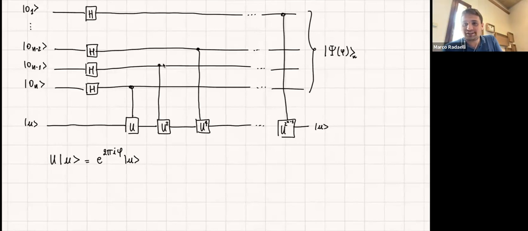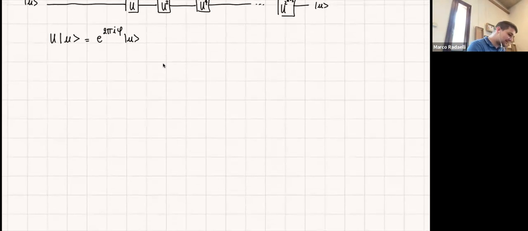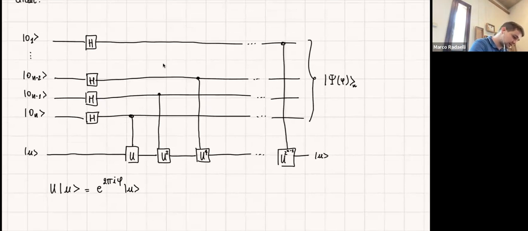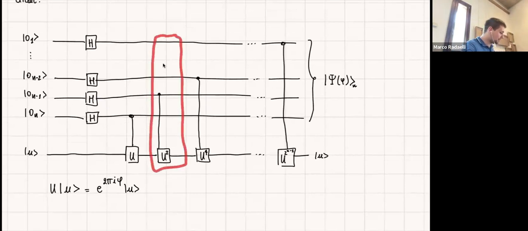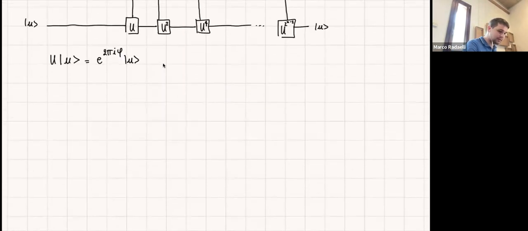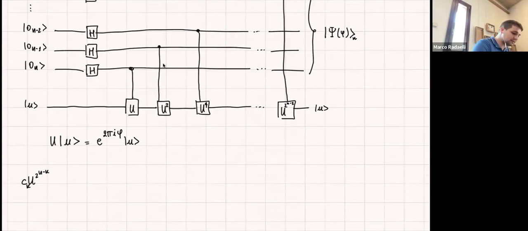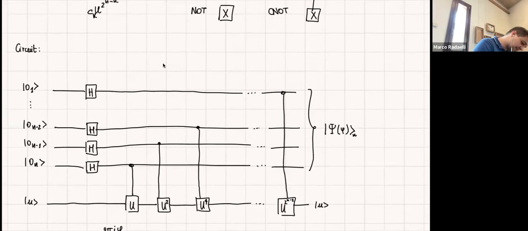Now, why should all this machinery work, and how does it work? I'm going to show you a single step, how one of these steps works, and I hope this will give an idea of the general working principle. So let's, for example, consider the step which is the controlled U to the 2 to the n minus k. So I'm taking the k-th qubit here.